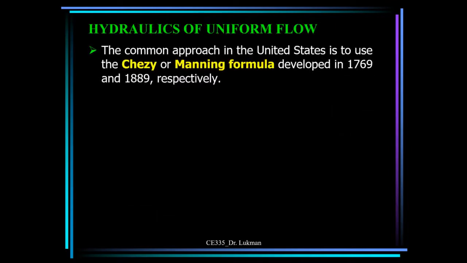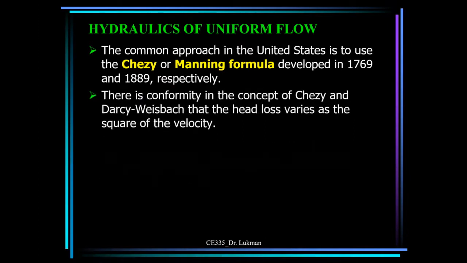Now, in the hydraulics of uniform flow, the common approach in the United States is the Chezy and Manning formula. These are the names of scientists who worked towards the development of the velocity in relation to the slope and hydraulic radius. The Chezy and Manning formulas were developed in 1769 and 1889 respectively.